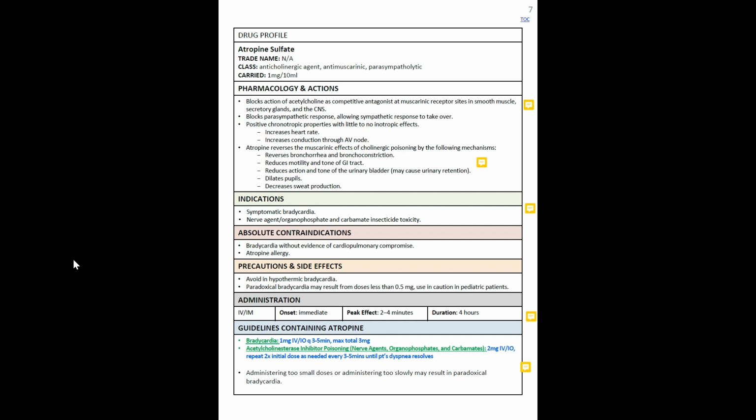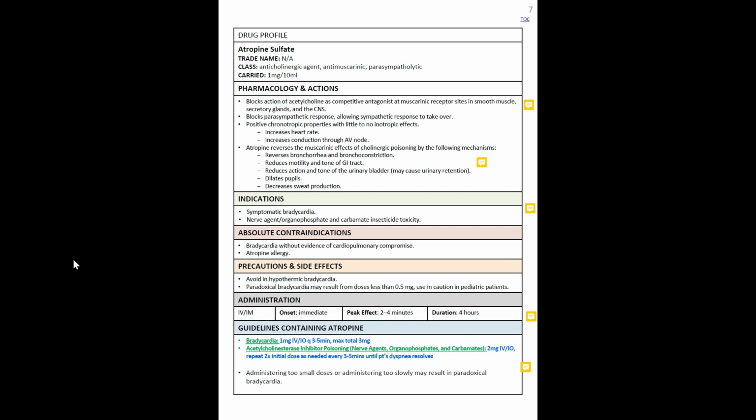Some precautions and side effects would be try to avoid it in hypothermic bradycardia. The key here would be to just kind of reverse the hypothermia. And then paradoxical bradycardia may result from doses less than 0.5 milligrams. So atropine is just one of those drugs where if we give too little of it, it can actually have the opposite effect and cause bradycardia.